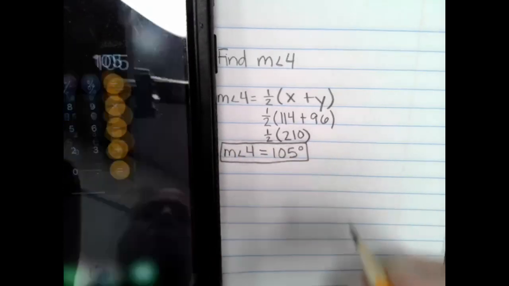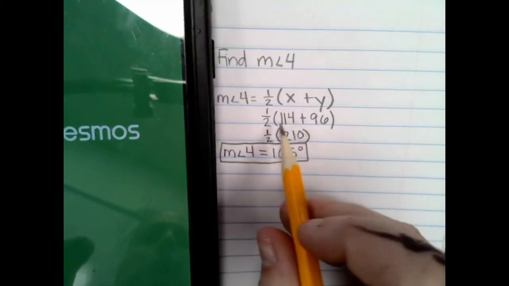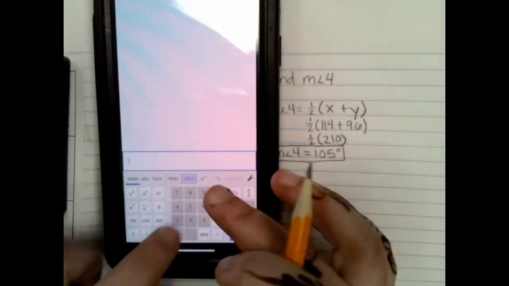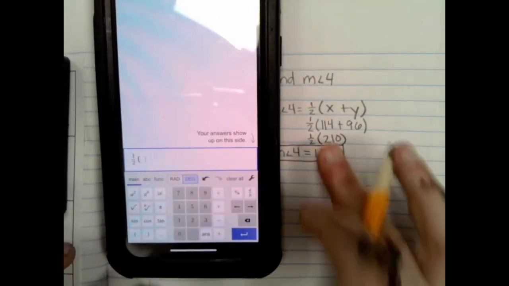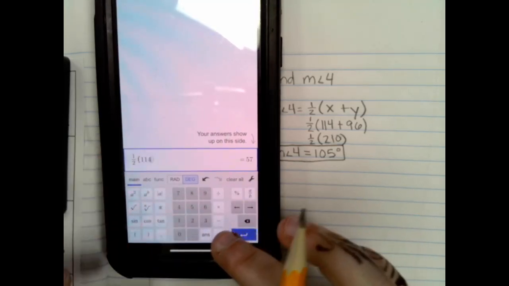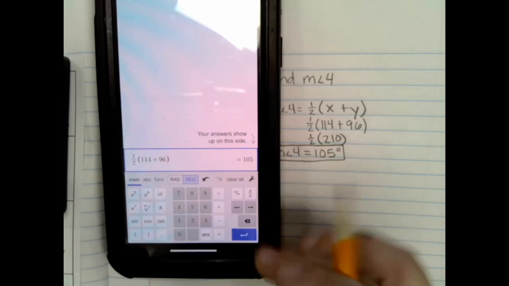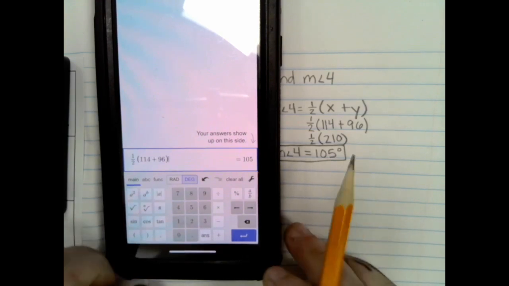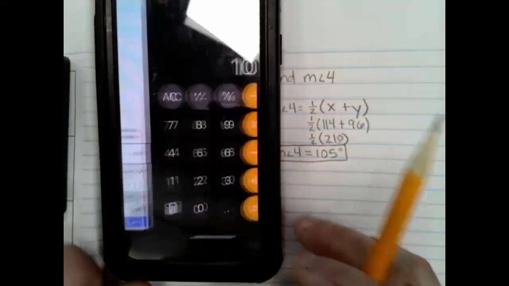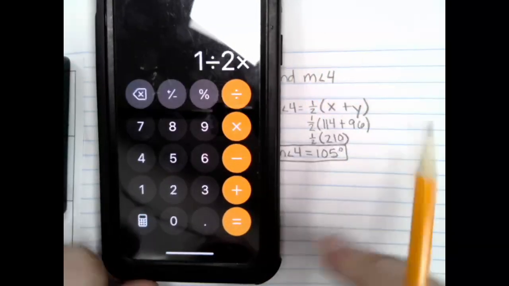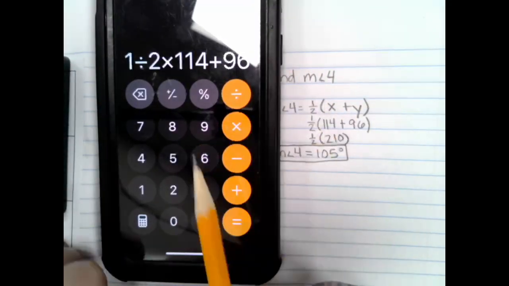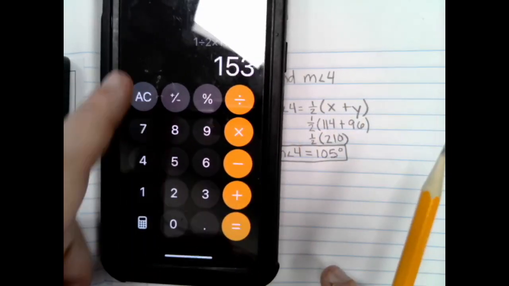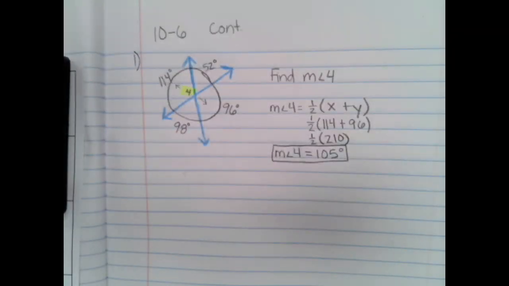Now you could just type that all into Desmos all at once. That's what I would have done once we had these numbers. I would have skipped this second step here. Okay, because why work more when you can just put it in, right? Work smarter, not harder. Okay, and if you type in the whole thing, again, we get 105. Just make sure that you're using parentheses. If you're typing it into your actual phone calculator, and you type in 1/2 times 114 plus 96, it's not going to do it correctly. You have to use parentheses. Okay, that's going to give us a different answer. So, be careful on which calculator you use and what you're plugging in.